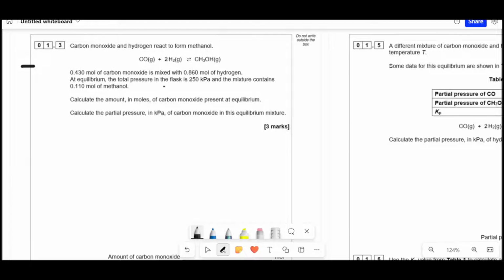So carbon monoxide and hydrogen react to form methanol. 0.43 moles of carbon monoxide is mixed with this much hydrogen, and at equilibrium, the total pressure in this flask is this, and it contains this much methanol. Calculate in moles the amount of CO present at equilibrium, and then calculate the partial pressure of carbon monoxide in this equilibrium mixture. So what people do is they go a bit crazy and they look at this and try and do all kinds of random calculations.